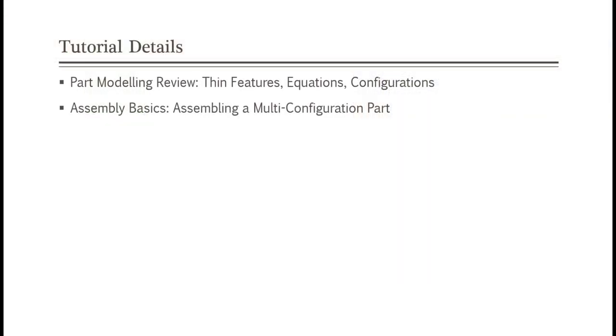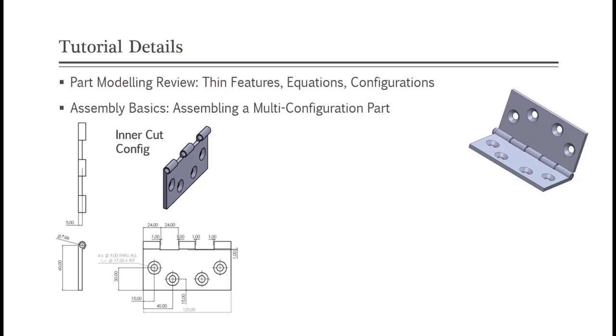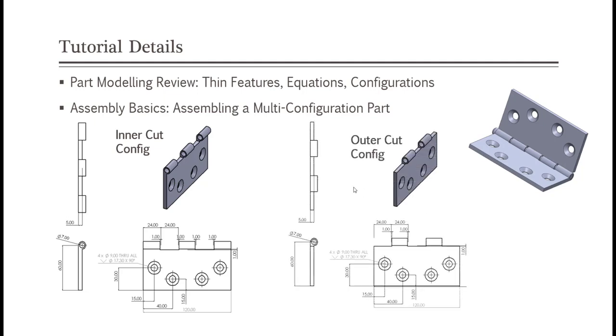Today we are diving into hinge design using thin features, equations, configurations, and other sketch tools in SolidWorks. We will be creating the hinge from a single part and converting that single part into two different configurations. The first one is the inner cut configuration, and the second one is the outer cut configuration. After making these two configurations, we are going to combine those into a single assembly like this on the right side that you have seen.